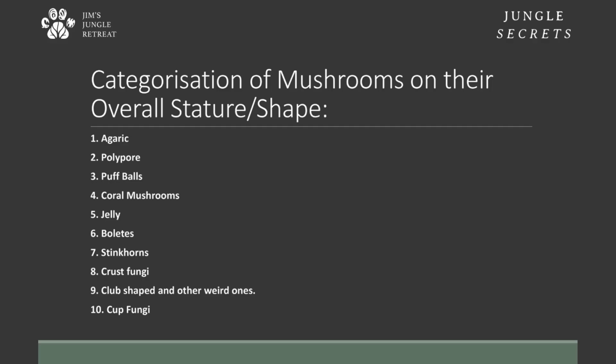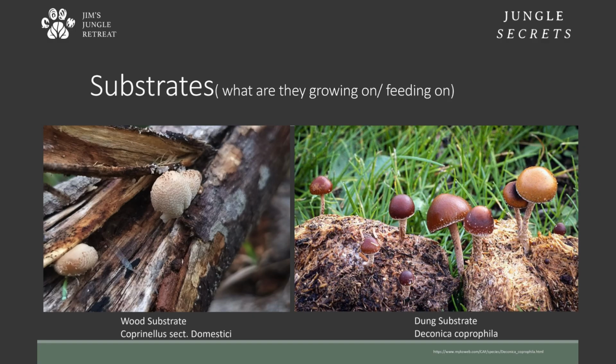The next very important part is their ecological significance. As we know, fungi are decomposers and they are chemical masterminds. Whatever they grow on, they are basically decomposing it, because the fungus is spreading in wood. For example, this first one, wood substrate, Coprinellus section Domestici, is spreading in the wood and decomposing it. That wood decomposition becomes food for the fungus, and then it makes a fruit body out of it, which we call a mushroom, right?